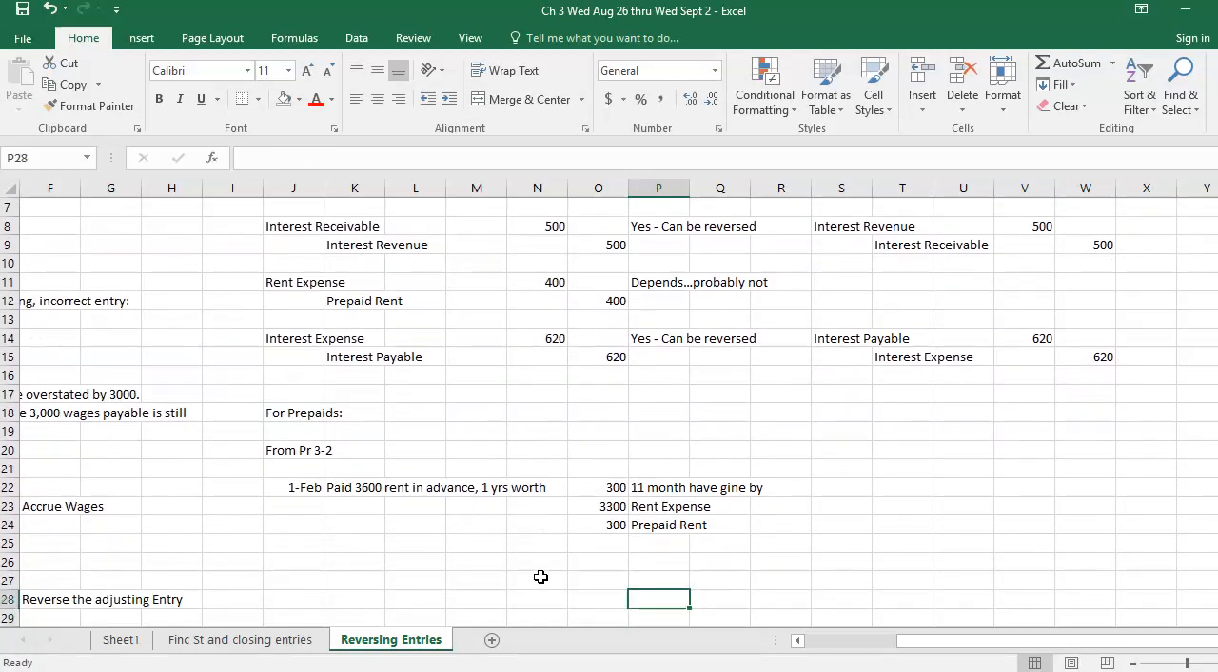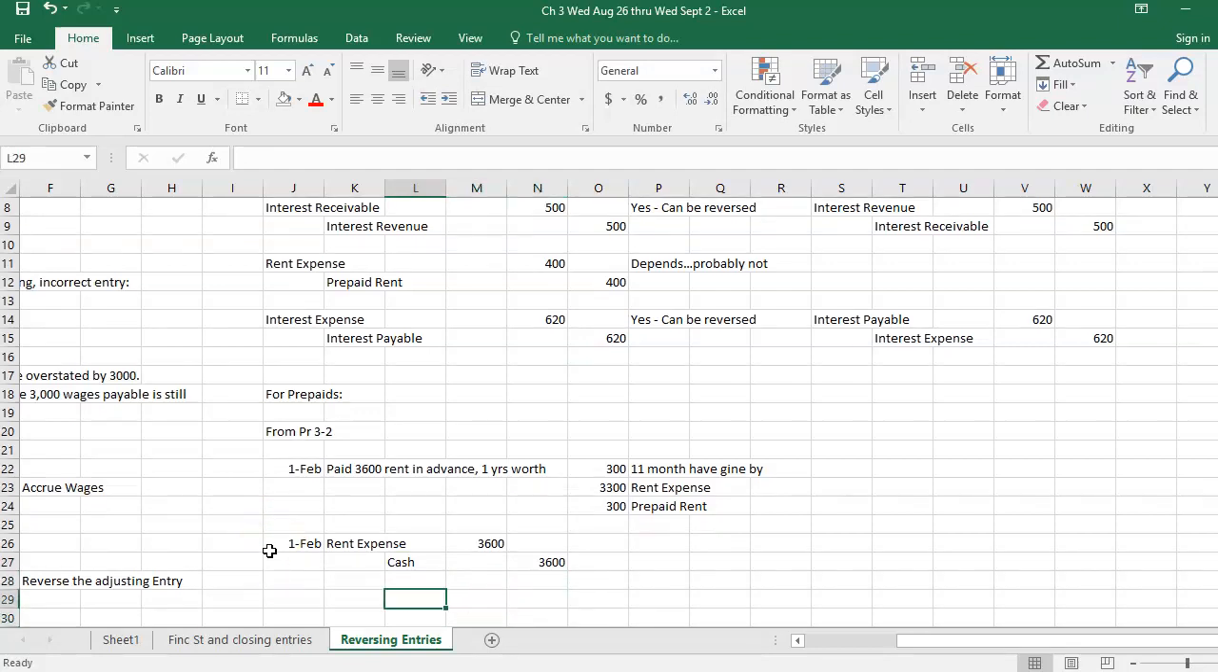All right, here's what we ended up doing. On February the 1st, they did rent expense for the whole $3,600, and then prepaid, and then cash out the door. Okay, that's what they did on February 1st. So when we did the adjusting journal entry on December 31st, we had to take $300 out of rent expense and move it into prepaid rent.